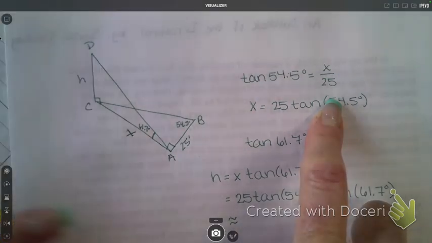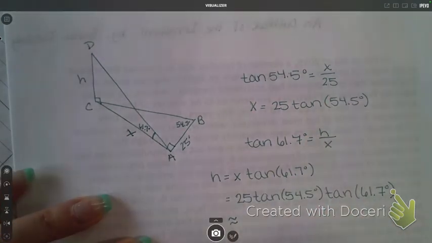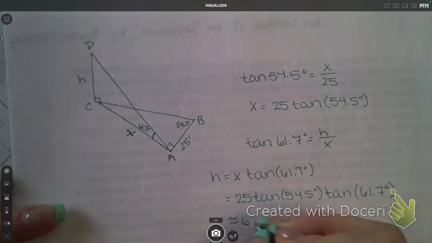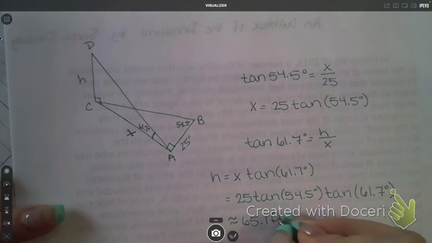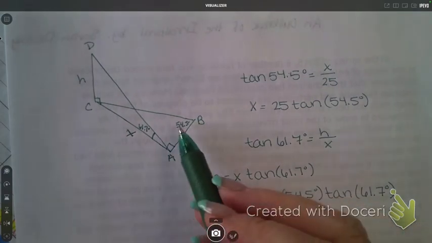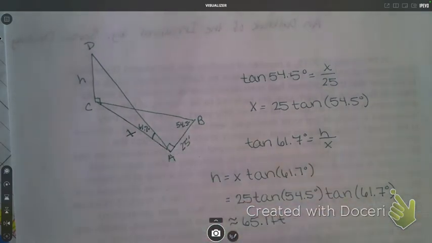Okay, so now what is the approximate height of the flagpole then? 65.1 feet. And we went to the 10th because everything they gave, like they gave me the angles and that was the 10th, right?